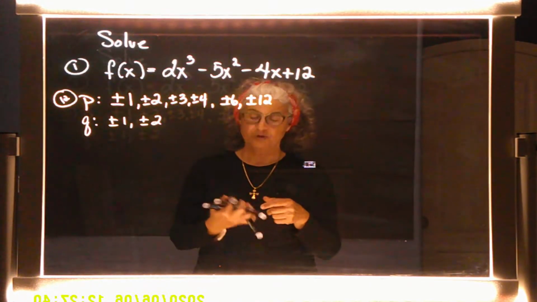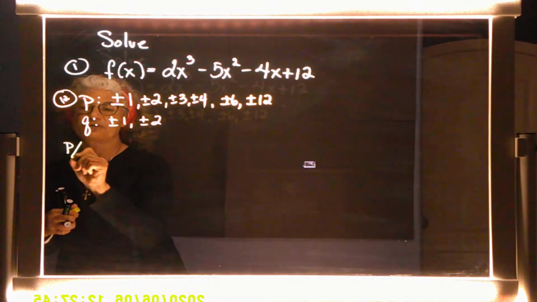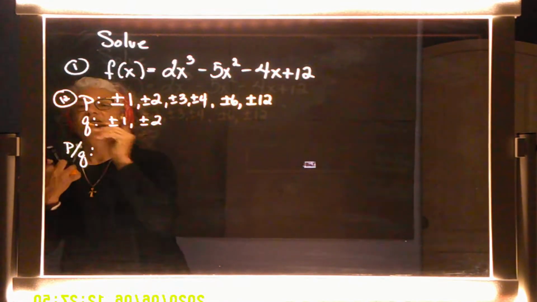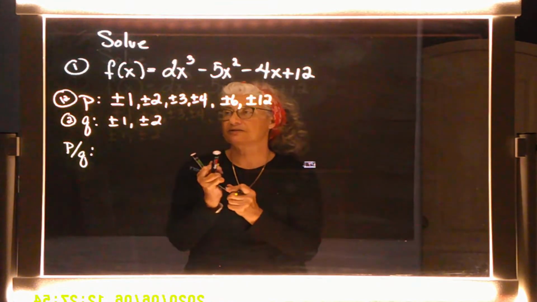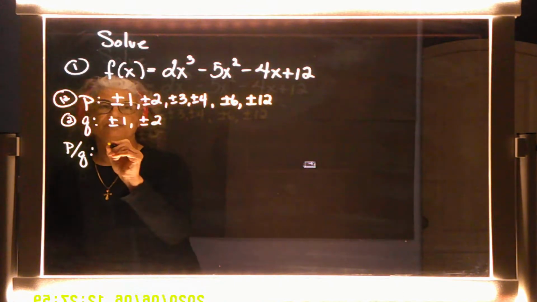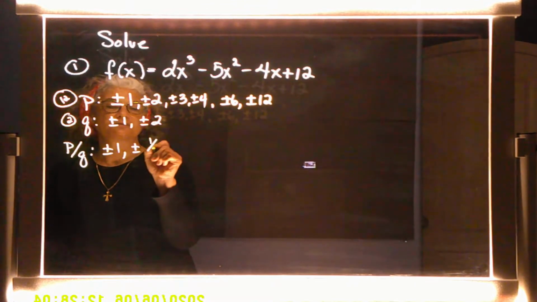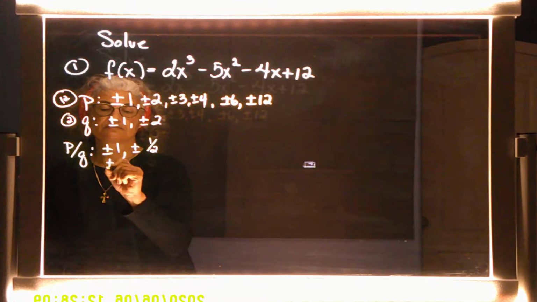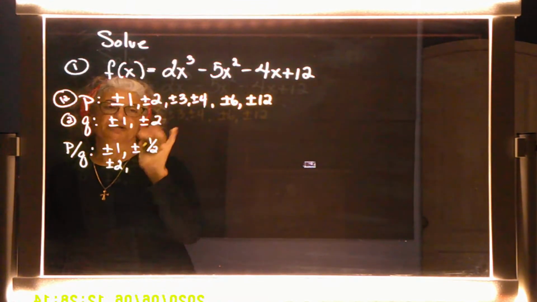Cool? Okay, now I need my P's over Q's because my P over Q's, these are my possibilities. By the way, that was the number 2. So remember, every P goes over each Q. So let's start writing it. So 1 over 1, 1 over 2, done with the 1, 2 over 1, 2 over 2, well that's just 1, so I don't have to worry about it.